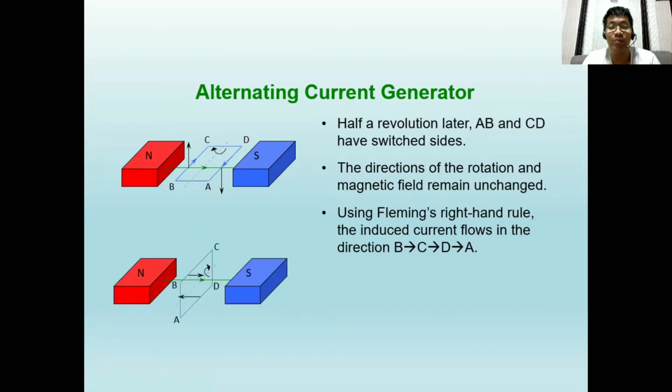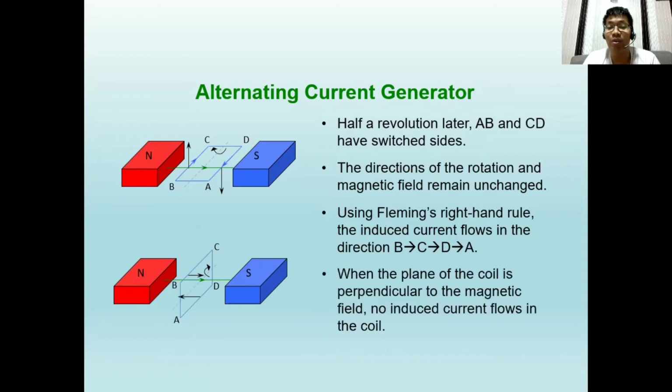And later on, it will reach this position again. So once more, it is perpendicular to the magnetic field. And with that, there will be no induced current flowing in our coil. And once we reach this, this is what we call one complete revolution. So how does an alternating current look like?